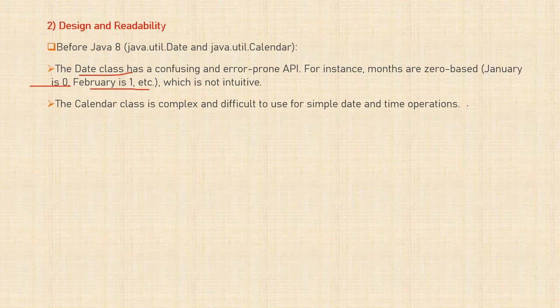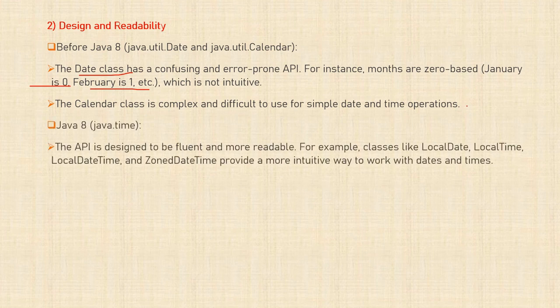So in comparing design and readability, in Java 8 the API is designed to be fluent and more readable. For example, classes like LocalDate, LocalTime, LocalDateTime and ZonedDateTime provide a more intuitive way to work with date and time. So it is easy to use the LocalDate, LocalDateTime and ZonedDateTime classes in Java 8.